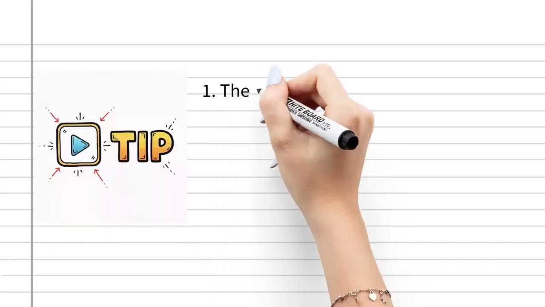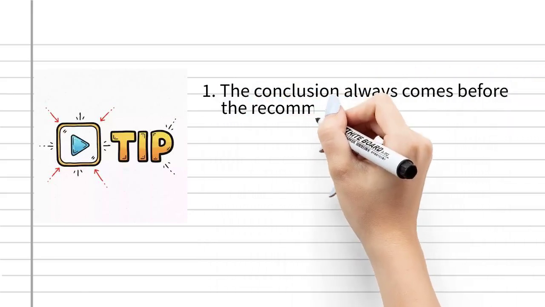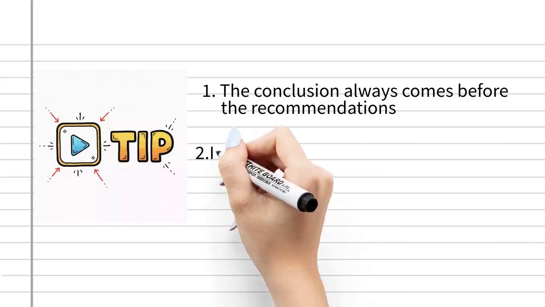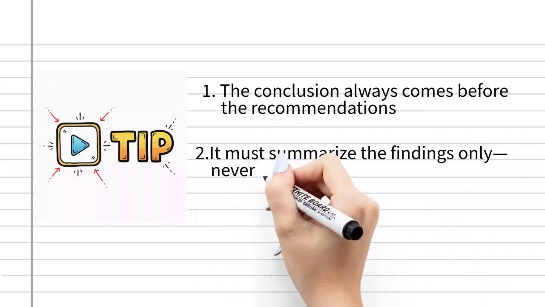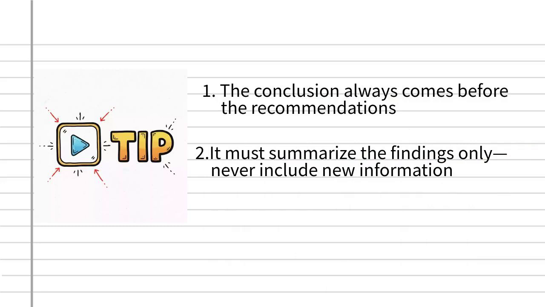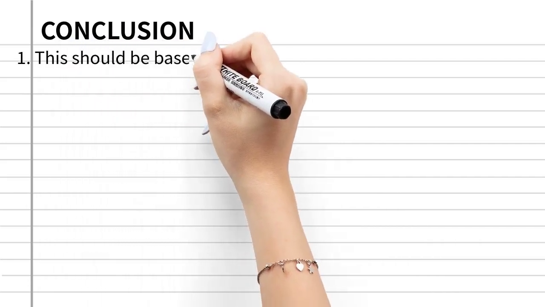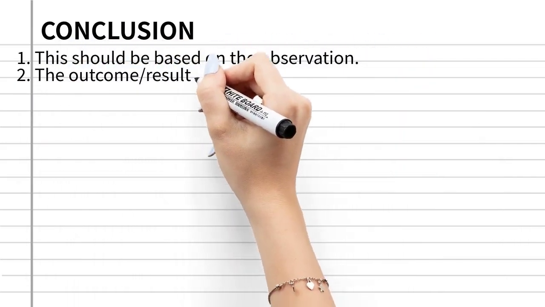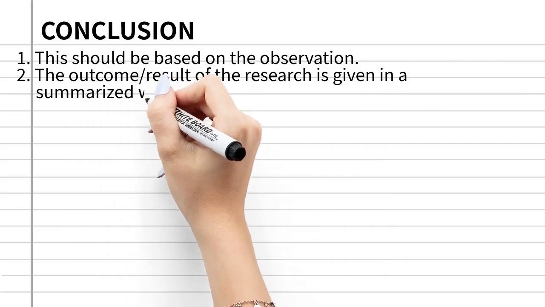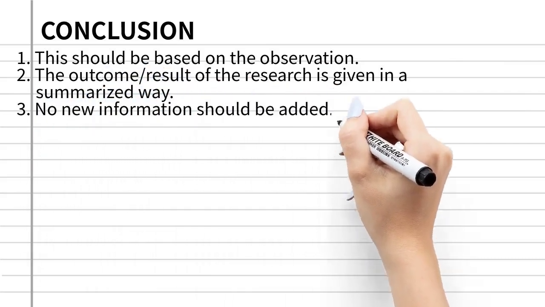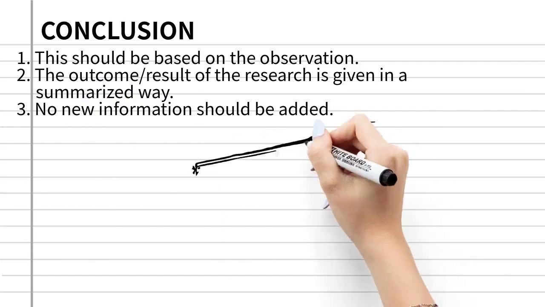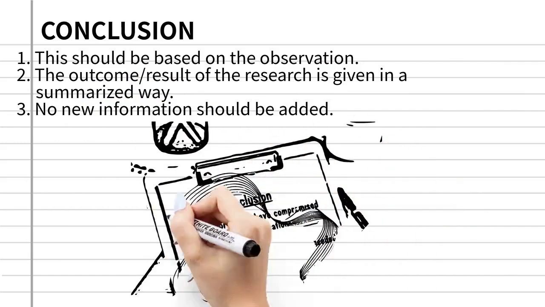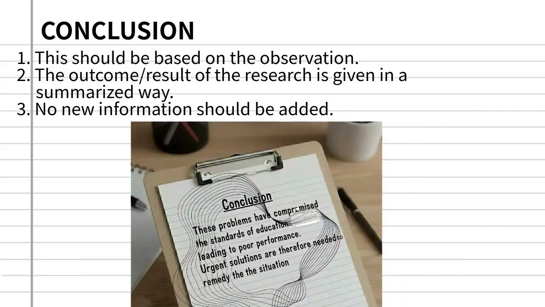Before I explain what the conclusion is, here is an important tip many students miss. The conclusion always comes before the recommendations, and it must summarize the findings only. Never include new information. After the findings, you have the conclusion. The conclusion should be based on the observation. The outcome of the research is given in a summarized way. No new information should be added. An example of a conclusion: these problems have compromised the standards of education, leading to poor performance. Urgent solutions are therefore needed to remedy the situation.